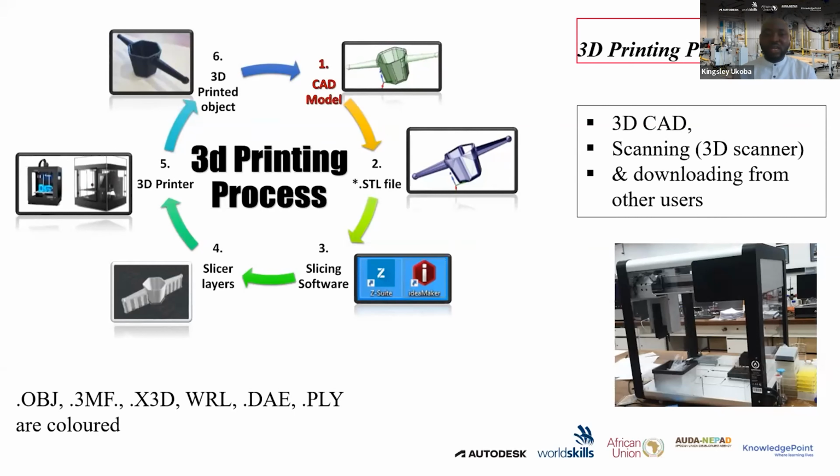So thereafter, you send it to the 3D printer. There are different classes of 3D printer depending on what you want to achieve. Then the 3D printer will give you the final product. Apart from the .stl file, there are other file formats that you can save your computer-aided design objects into, and you will be able to use them to get your 3D printing sorted out. Some of them are .obj, .3mf, .pli, and .ply, and the likes.